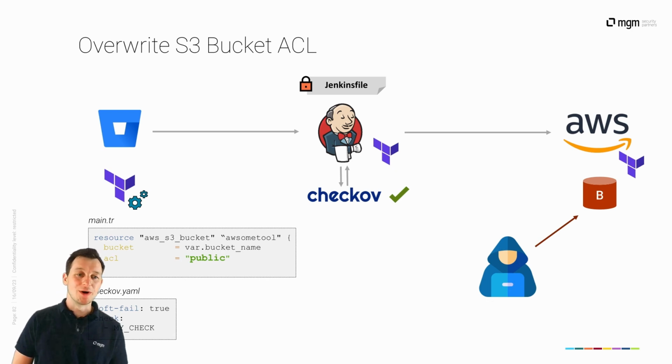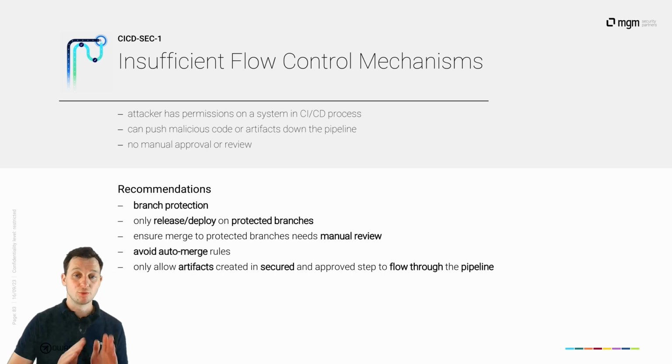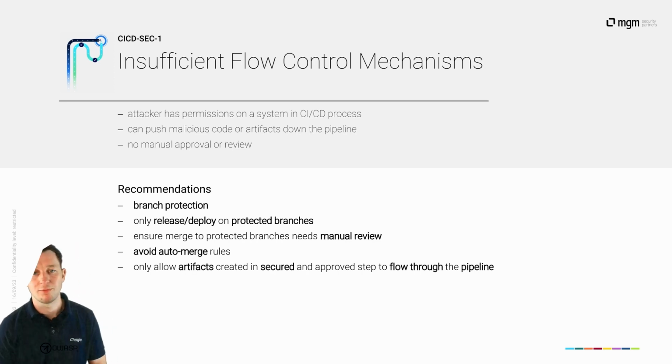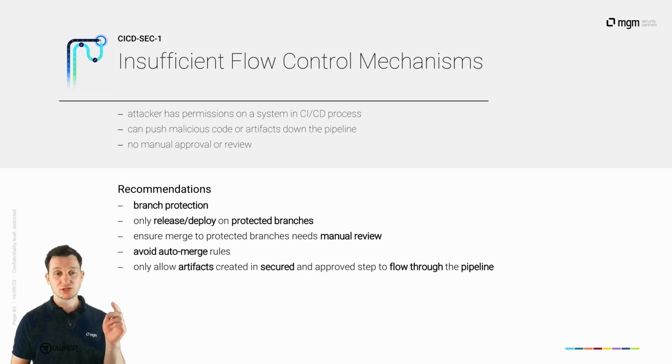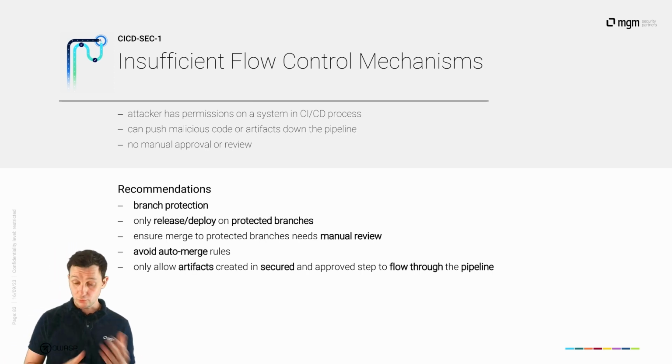So this is the top one problem of CI/CD pipelines. It is called insufficient flow control mechanisms. The idea is that an attacker has permissions on one system in the CI/CD process and can push malicious code, configuration in this case, or artifacts or containers or anything down the pipeline, because no manual approval or review is in place. So what are the recommendations?